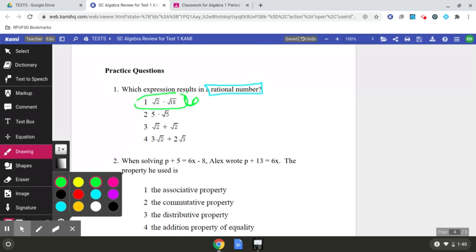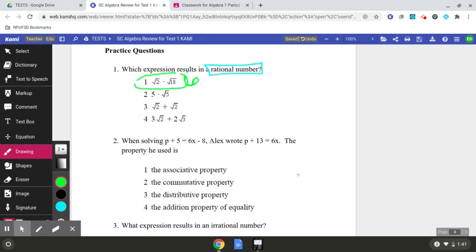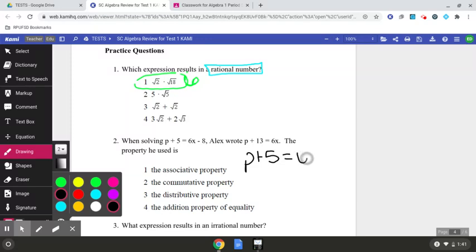Okay. Number 2 says when solving p plus 5 equals 6x minus 8, Alex wrote p plus 13 equals 6x. The property he used is... this is kind of exactly what I was talking about in the equality properties. So the way I would do this is I would rewrite the equations. Start with p plus 5 is equal to 6x minus 8, and underneath it, put the second part, which is just p plus 13 is equal to 6x.